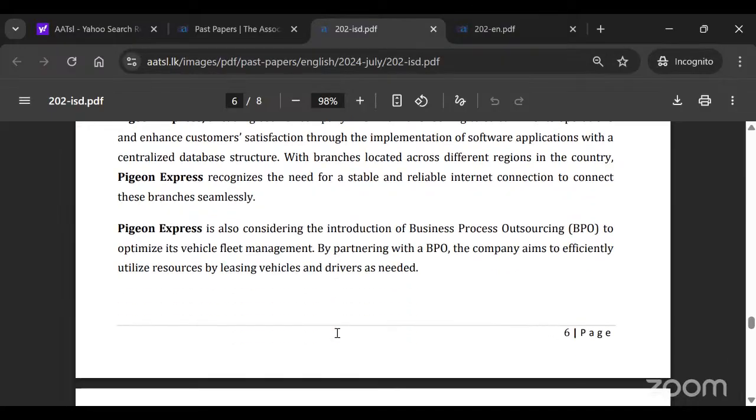Pigeon Express is also considering the introduction of business process outsourcing, BPO, to optimize the vehicle fleet management. By partnering with a BPO, the company aims to efficiently utilize resources by leasing vehicles and drivers as needed.